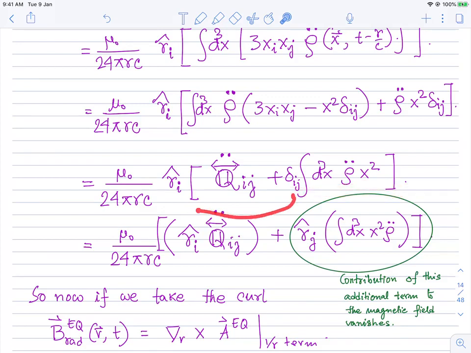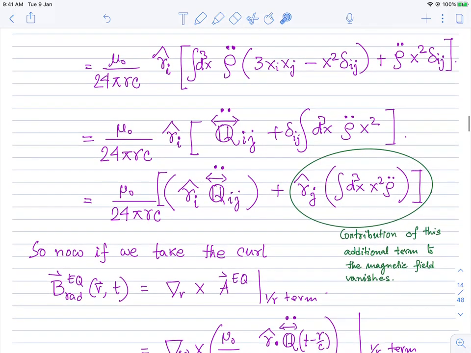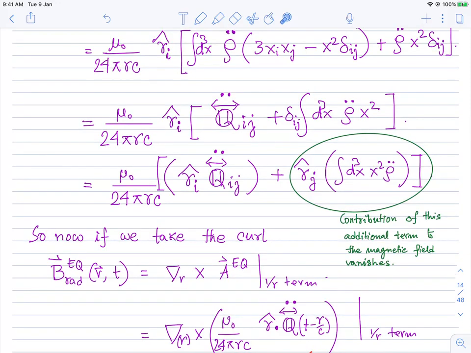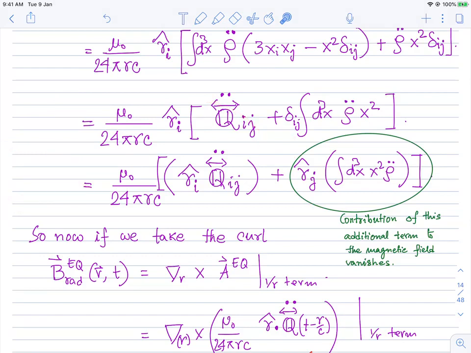Okay, and this delta ij, when it contracts with the i in the r hat, this will be a term r hat j. So basically this term therefore is pointing along the r hat direction. Now if we take a curl of this term which is pointing along the r hat direction, then I have to take this object and basically take the cross product with r hat by c, minus r hat by c. And because of this cross product, you see, this r hat cross r hat is going to vanish. Okay, r hat cross r hat is 0. Therefore, this term will have no contribution in the magnetic field.